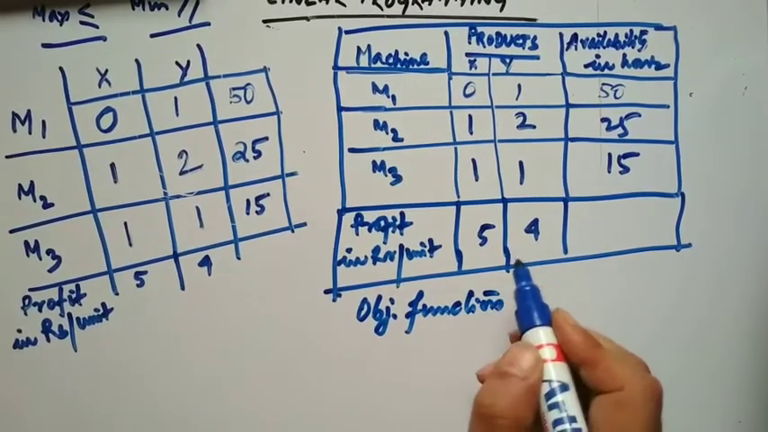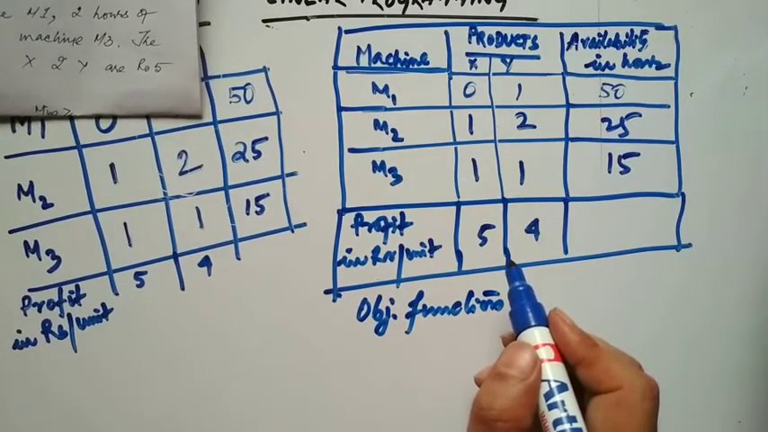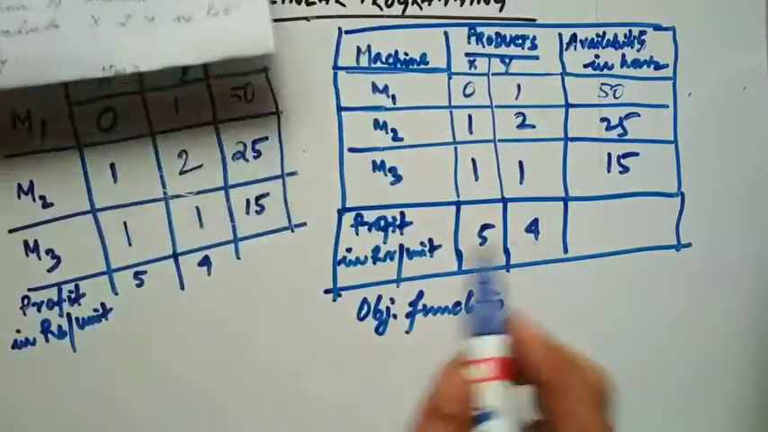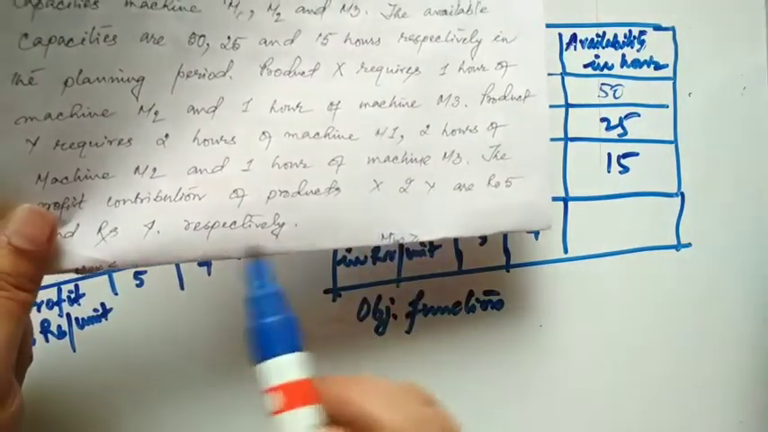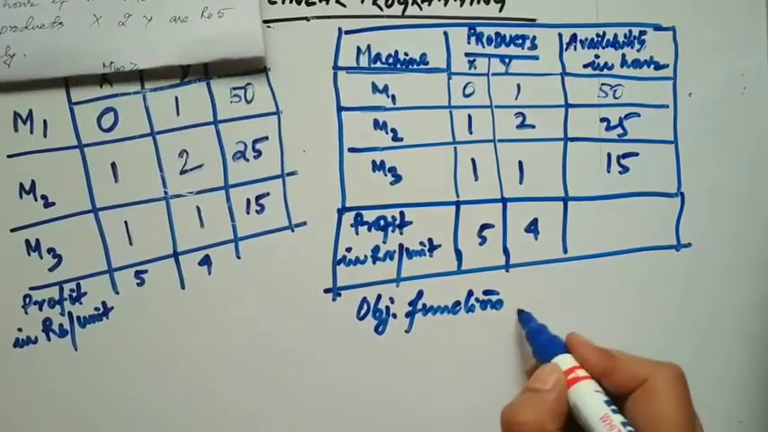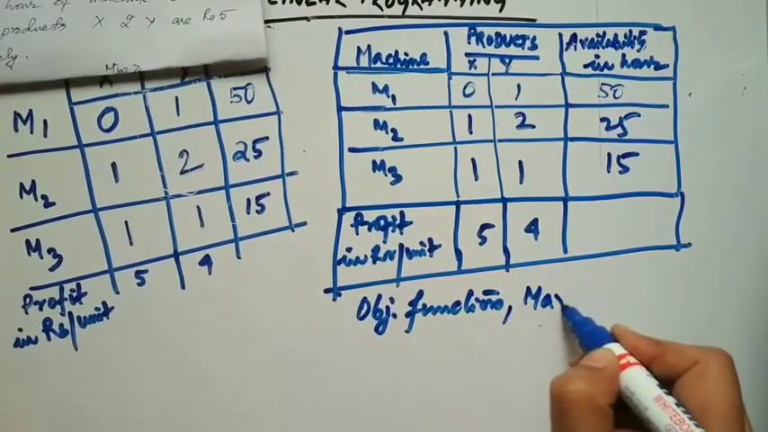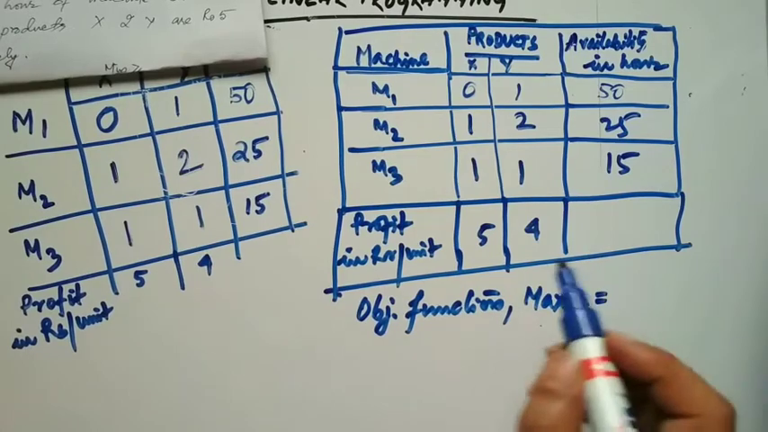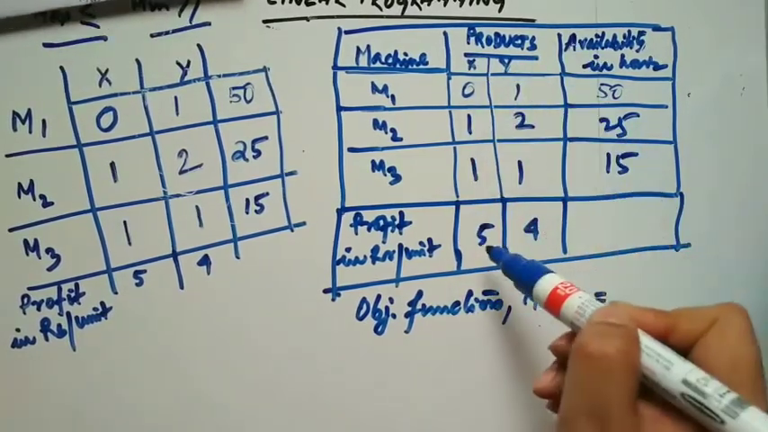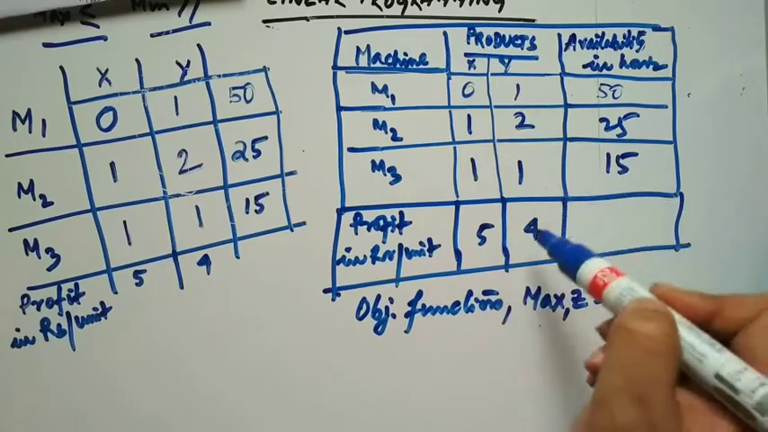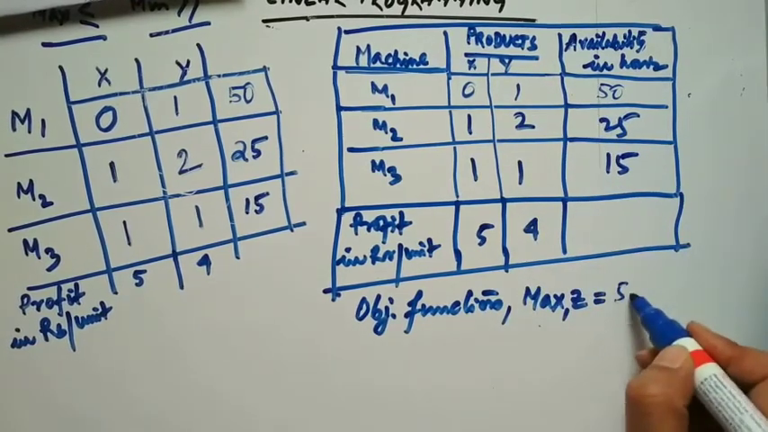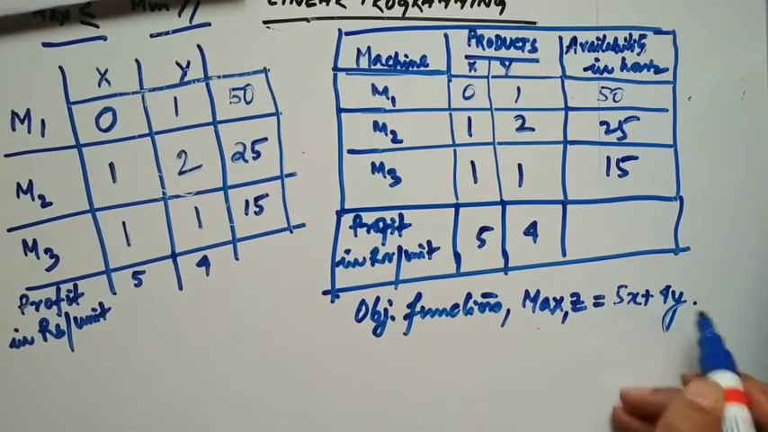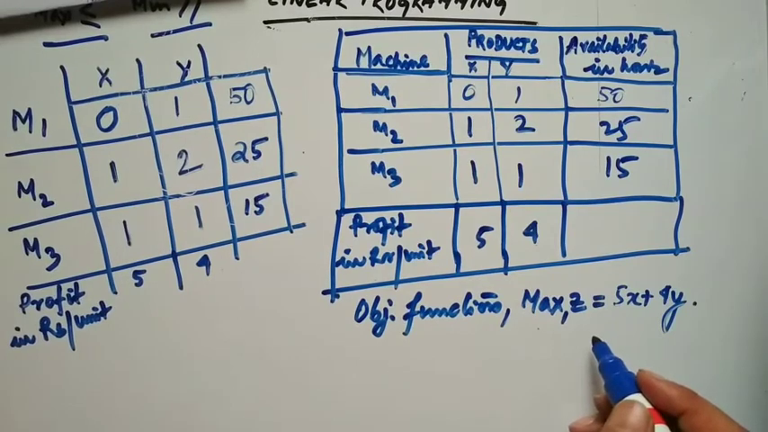The problem says we have to maximize the profit. Look, the profit contribution is given over here, so we have to maximize the profit. That is, ours is a maximization problem. So as I have already said, we have to write maximize Z. Look, X and Y are the products, so 5 into X plus 4 into Y will be the objective function. Maximize Z equals 5x plus 4y.